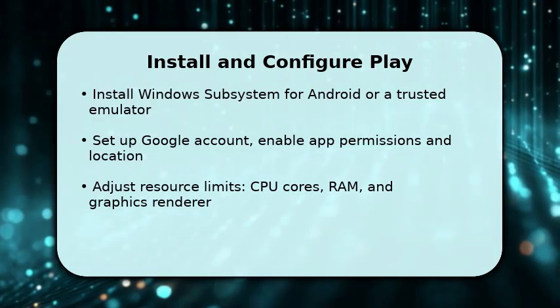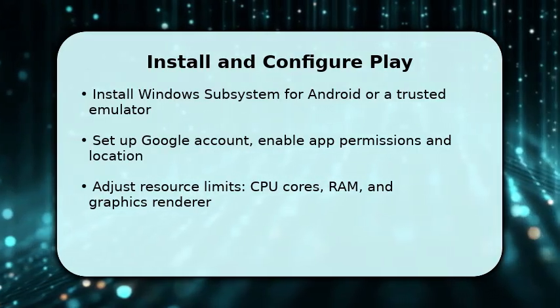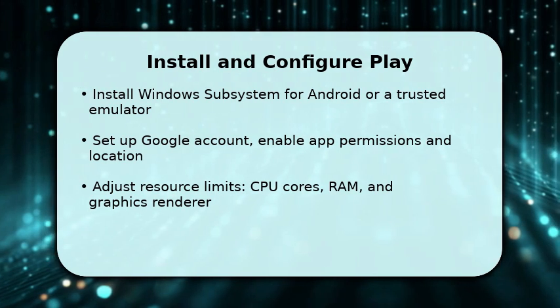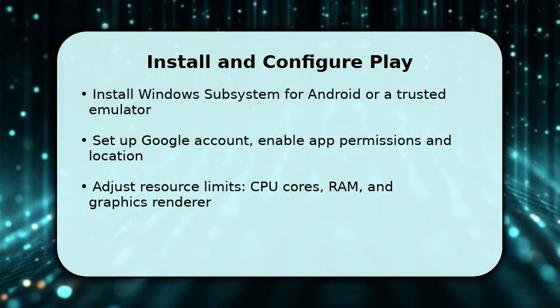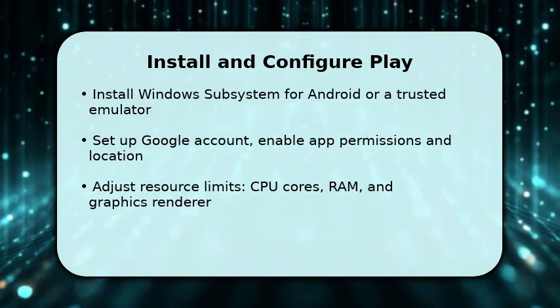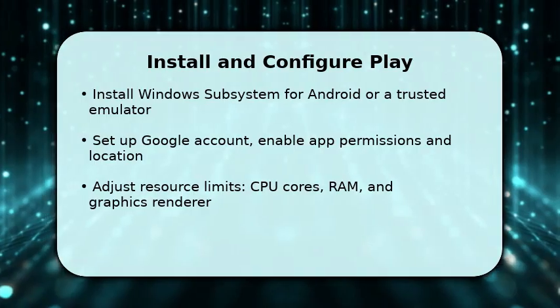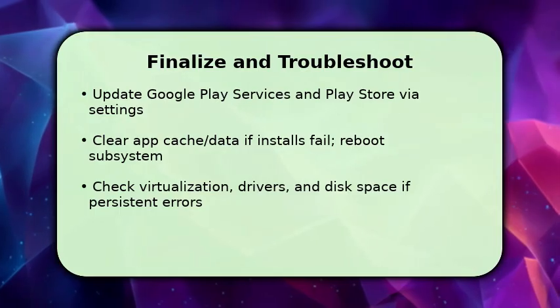Make sure to allocate enough resources. Assign CPU cores and RAM in emulator settings and choose the best graphics renderer. This prevents lag and app installation failures and ensures smoother gameplay and updates. Finish by opening Google Play and updating Play Services and Play Store immediately. These updates fix compatibility issues and improve security.